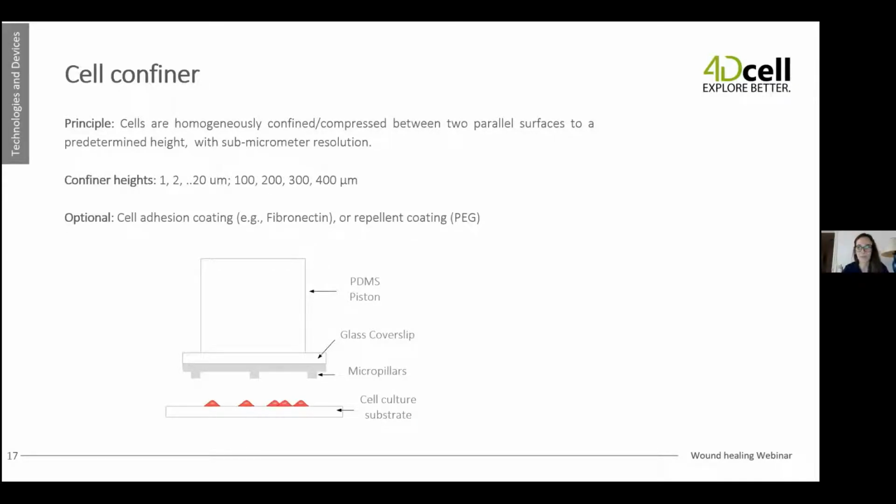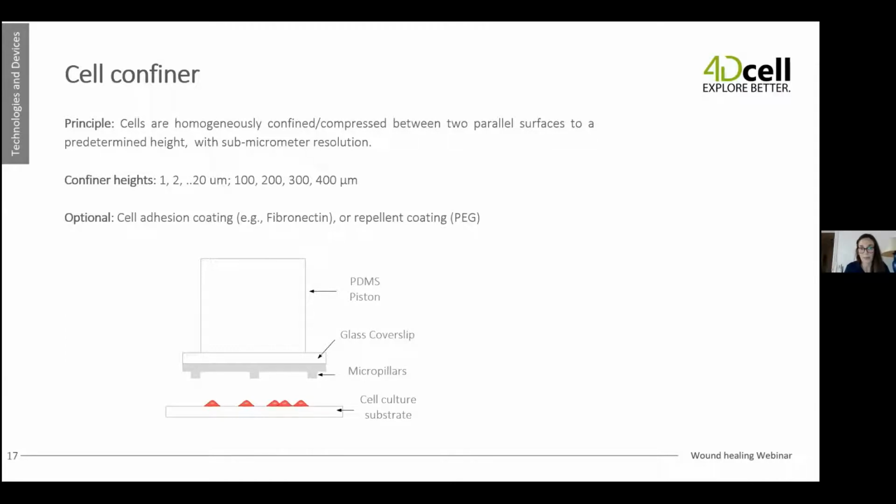Yes, exactly. So we thought it would be cool to discuss some more specific applications that we could do, or variations of how to use the dynamic micropatterns to study cell migration as well, but wound healing in this case. So we thought about combining, for example, the dynamic micropatterns with the cell confiner, which is an instrument that we have at 4D-Cell. And the principle of the cell confiner is basically to have cells compressed between two parallel surfaces to a specific height, which you can choose from the beginning.